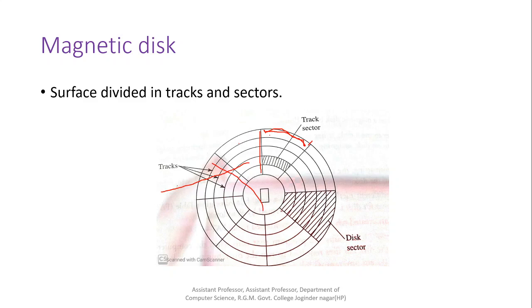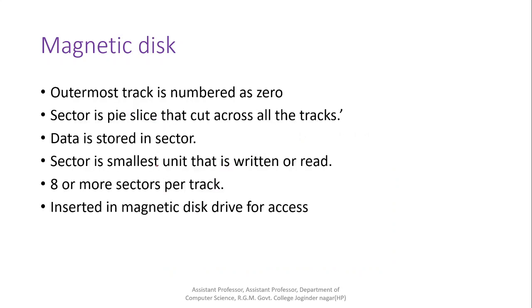So sectors are the smallest unit that is written or read. Eight or more sectors are available per track, and magnetic disks are inserted into a magnetic disk drive for access. The drive consists of a read-write head that is attached to the disk arm, which moves the head. The disk arm can move inward or outward on the disk.